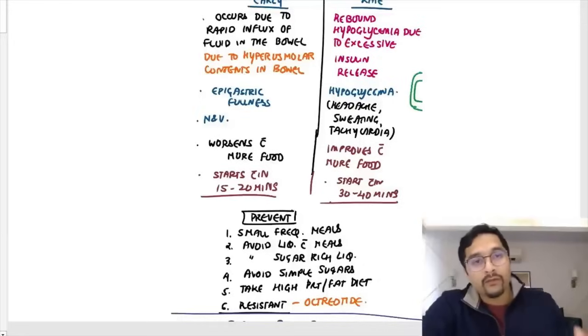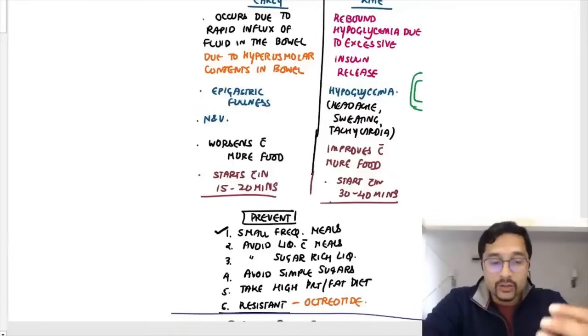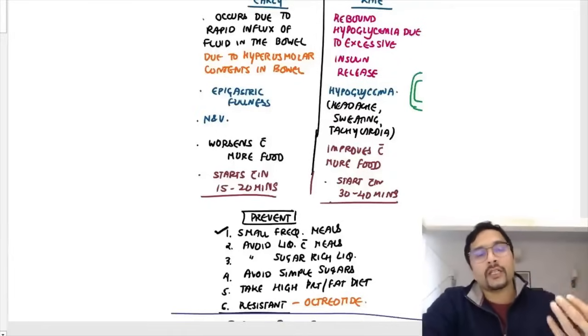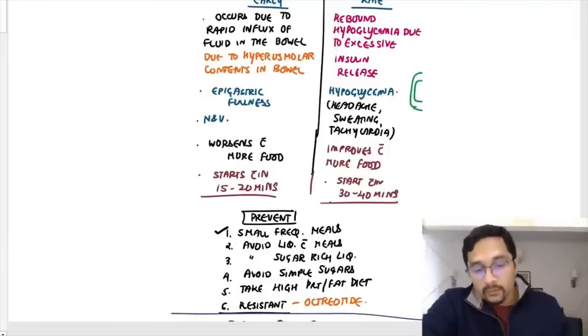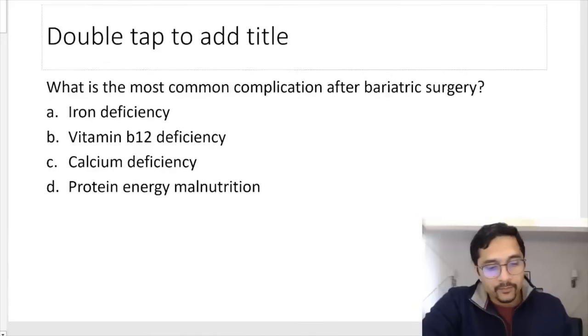Now, how do we prevent dumping? That's another question which can be asked. So small frequent meals, avoid sugar rich liquids, avoid simple sugars and avoid liquids with meals. These are the ways how we can prevent dumping syndrome.